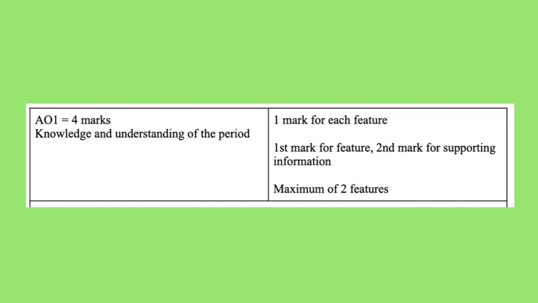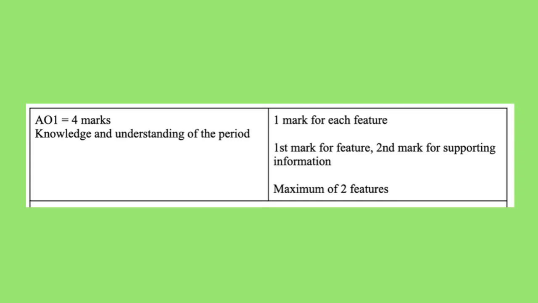All 4 marks will be awarded for AO1, which is all about demonstrating your knowledge and understanding of the period. Think of this question as 2 sets of 2 marks. The first mark will be awarded for identifying the feature, and the second mark will be awarded for supporting information, which is where you explain the feature in a little bit more detail.